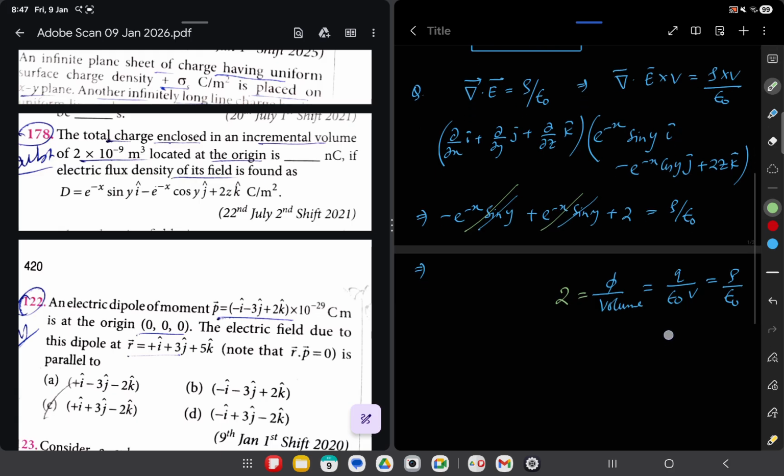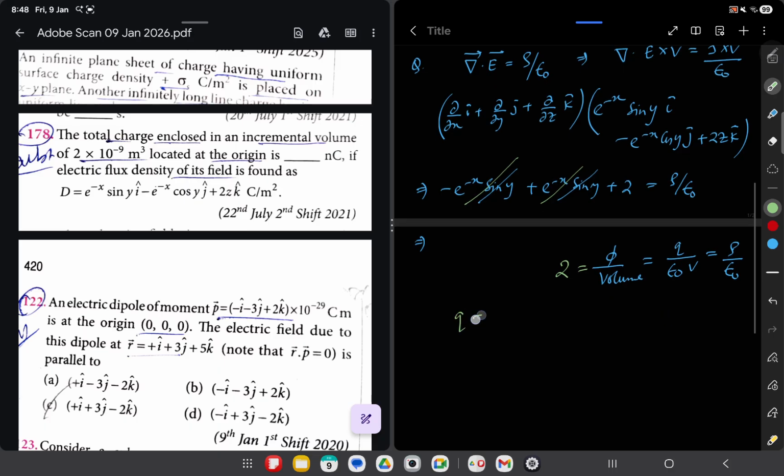If you want to find out the total charge, q should be equal to, you just need to multiply the volume with this. The volume is 2 into 10 to the minus 9. So you will be getting 4 into 10 to the minus 9, or 4 nanocoulomb. So this is your answer.